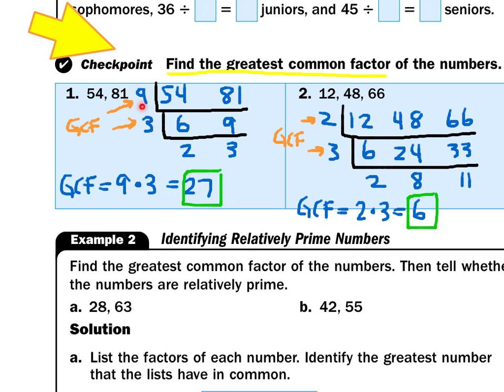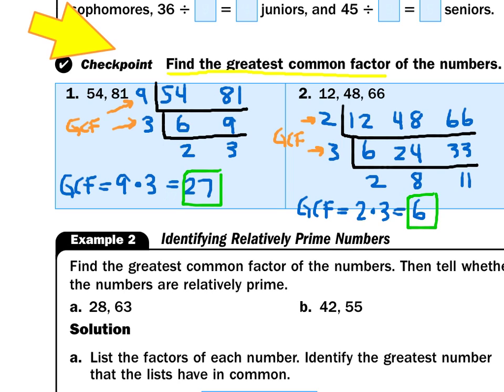Well, the first number I thought of was 9, so I put a 9 out here, and then I do a little division. 54 divided by 9 gives me 6, and 81 divided by 9 gives me 9. Now look at the 6 and the 9 and do the same thing. Draw that upside down division house and ask yourself what number goes into 6 and into 9. You should come up with 3.